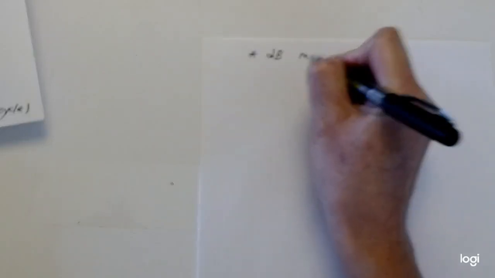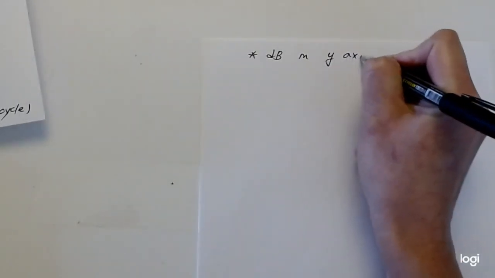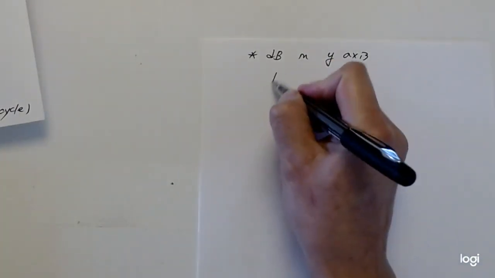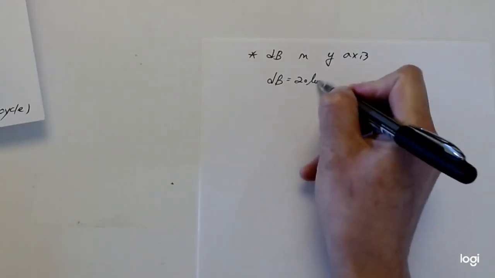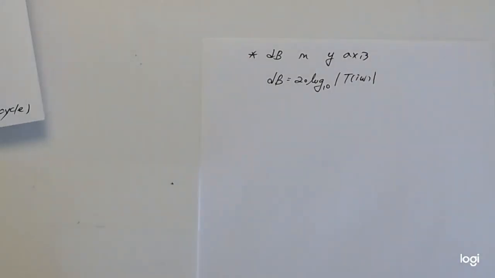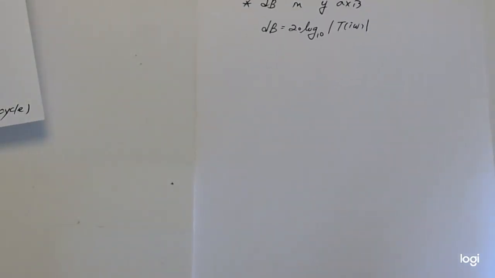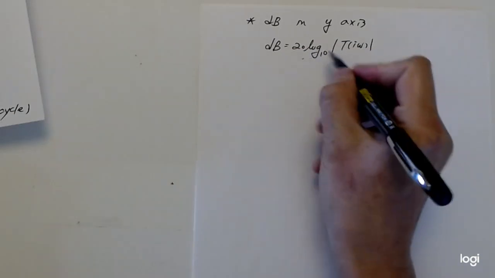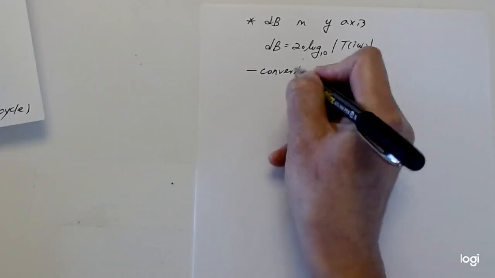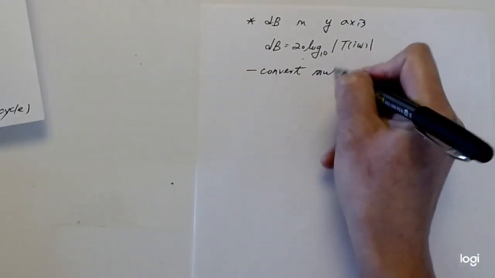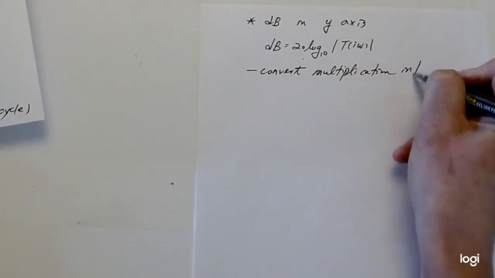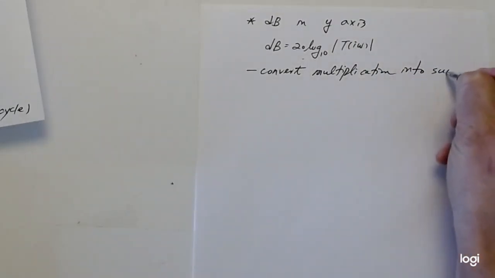How about then, why do we use dB on the y-axis? Of course, we remember dB is defined as 20 log base 10 of the transfer function. So why do we use that? Well, because the log function can convert multiplication into summation.